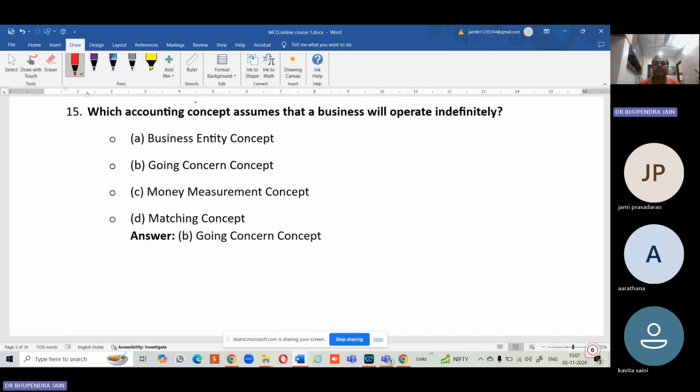Which accounting concept assumes that a business will operate indefinitely? This is the going concern concept. This is the correct answer. What is the business entity concept? The business entity concept means business and businessman are separate persons.